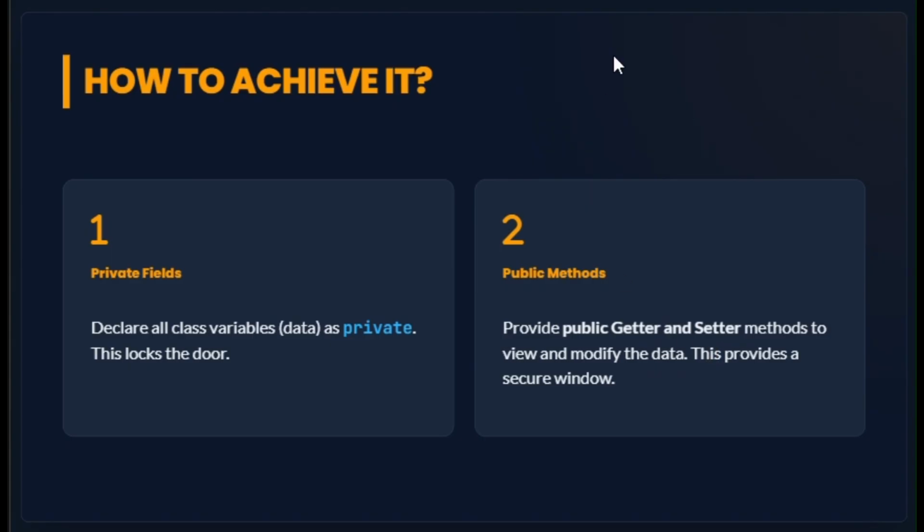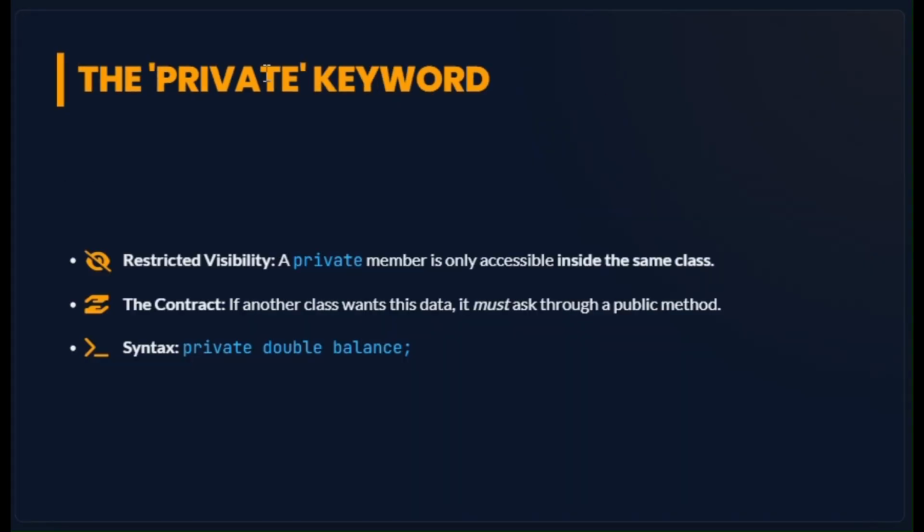So here is the private keyword. This is an access modifier that says this variable can only be seen by the code inside the specific class. A private member is invisible to other classes, even though they are in the same package. This creates a contract. If another class wants to see the data, it must ask the owner of the data through a public method.